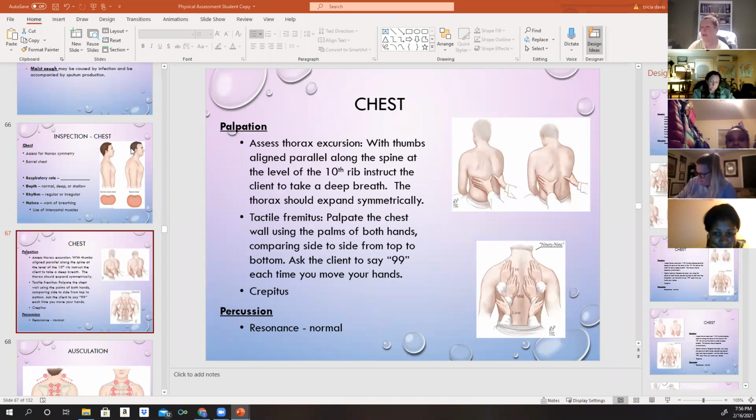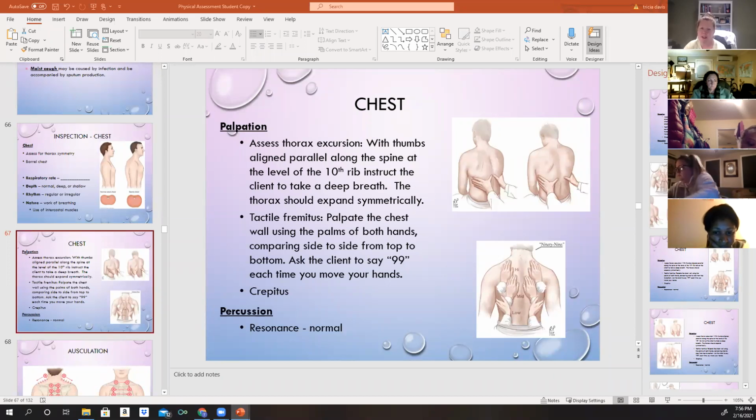So when we palpate the chest, you can assess the thorax by using the thumbs placed on the patient's back. As the patient inhales, the examiner's hands should move apart, right? That's showing you that you're getting good airflow in there and the lungs are expanding. And you can see as he takes the deep breath that the hands come apart right there.